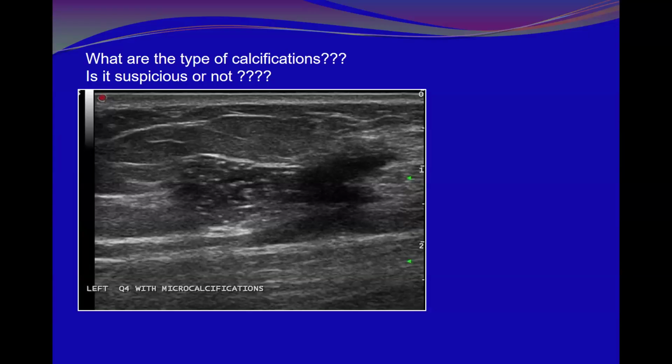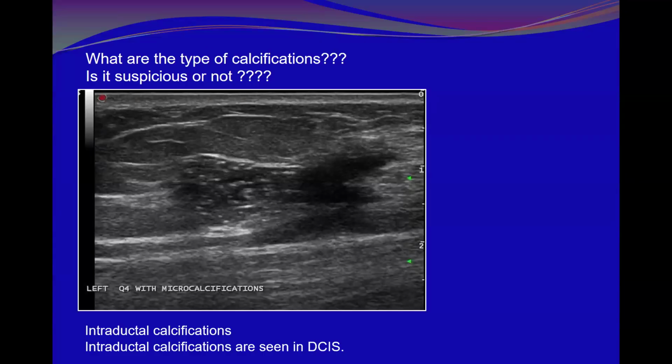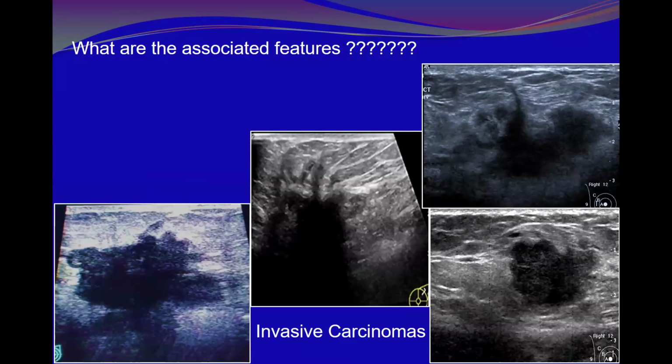Is it suspicious or not? Intraductal calcification is suspicious. Excellent. Intraductal is suspicious, whether it is a pure anechoic duct where we can see calcification, as you have seen in my case or the cases from the literature, with soft tissue inside the duct associated with calcification. In both situations, it is suspicious. Okay, intraductal calcification is suspicious. So this is a case of DCIS from the literature.